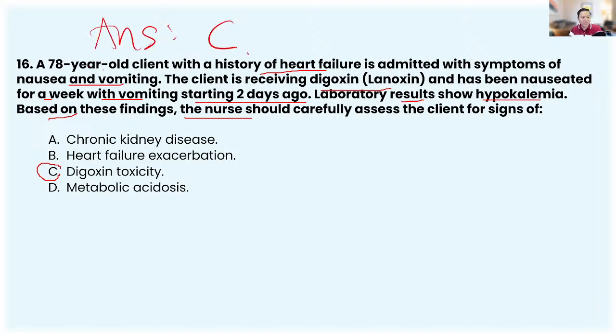Letter C. Nothing else. The chronic kidney disease is not associated with this scenario. The chronic kidney disease will typically have hyperkalemia. That is why we are eliminating that. No hypokalemia in chronic kidney disease. They will tend to have conservation of the potassium. That's why they're going to end up with this electrolyte imbalance. What about heart failure exacerbation?